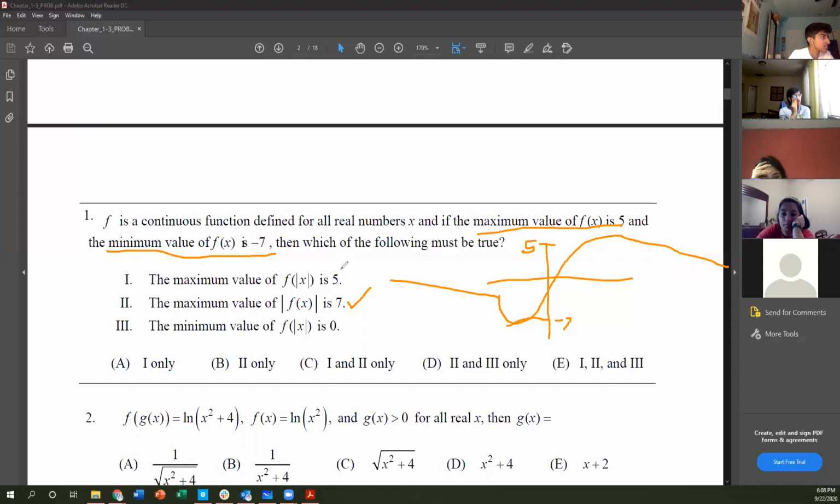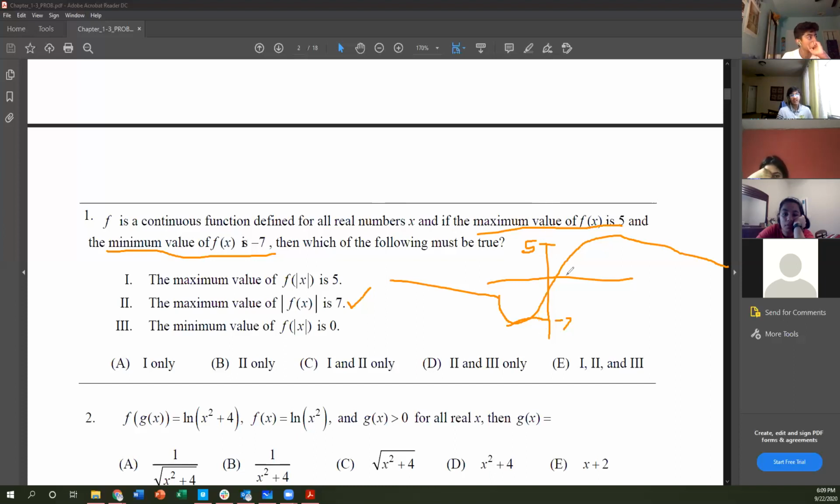Actually, I can't. So I'm trying to visualize what the f of absolute value of x would be, right? Try to think about this. So what does this mean? The maximum value of f of absolute value of x. Wouldn't that just be all of the x values on the right side of the y-axis only? Because it can't go on the left side of the y-axis. You're absolutely right. Exactly. So basically it would be everything on this side.